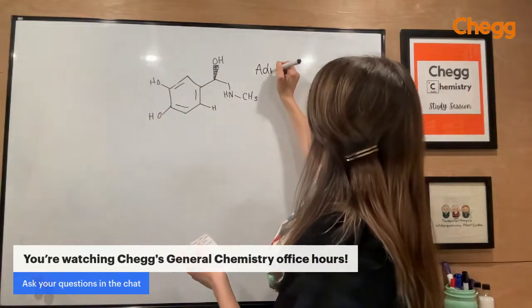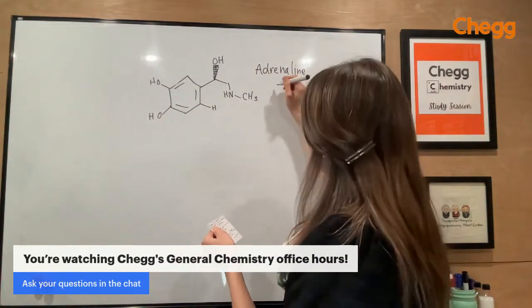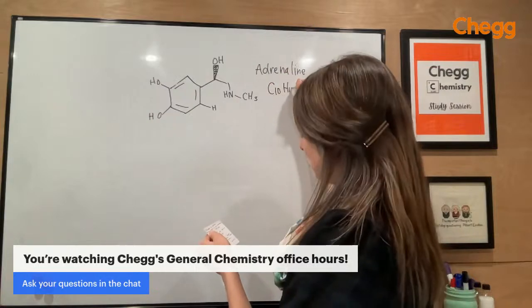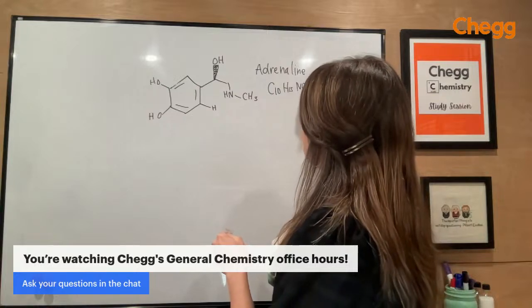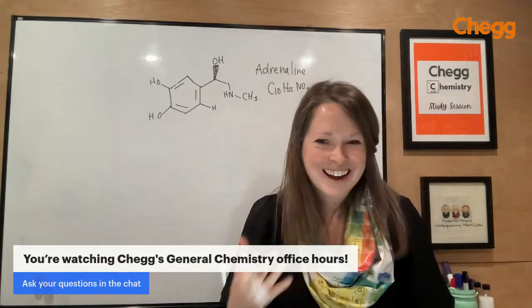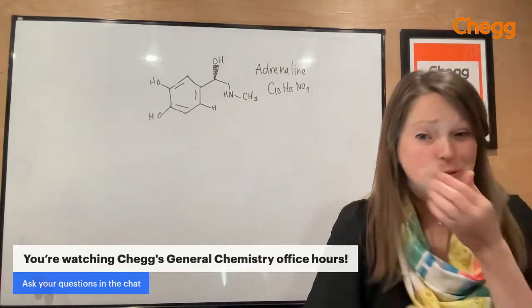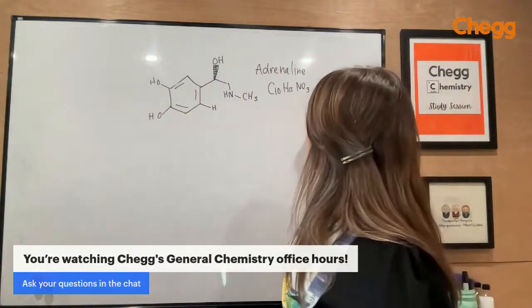All right. So adrenaline has the chemical formula C10H15NO3. Let me double check. Do I have 3? Yeah. Okay. So this is the structure of adrenaline. So let's look at adrenaline in terms of the intermolecular forces that it's going to experience.